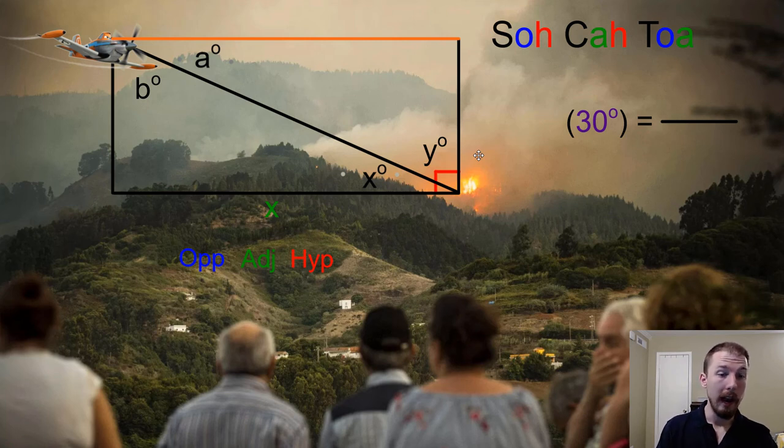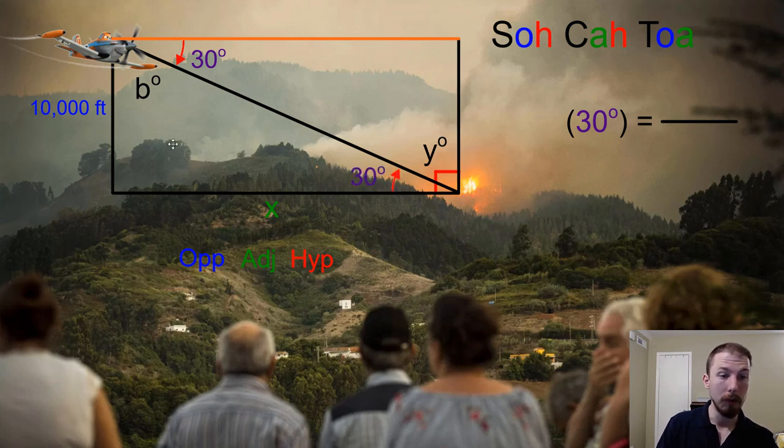All right, so another application is with trig for angles of elevation and depression. So here we have Dusty Crophopper fighting forest fires. I can tell you that he's at 10,000 feet, which is pretty typical for light sport aircraft. We want to know how far away he is from the fire. And I think the other information we get is that the angle of depression is going to be 30 degrees. So we have a 30 degree angle of depression, meaning our angle of elevation is exactly the same, meaning that's also going to be 30 degrees.